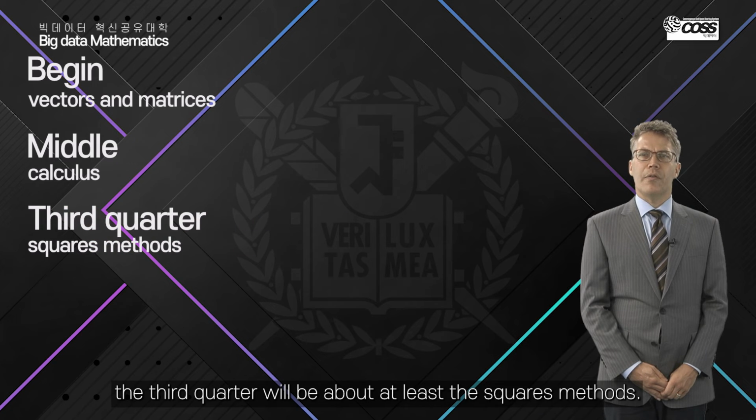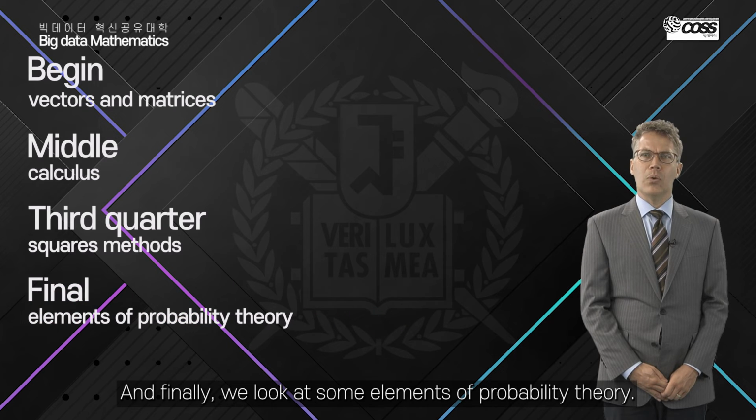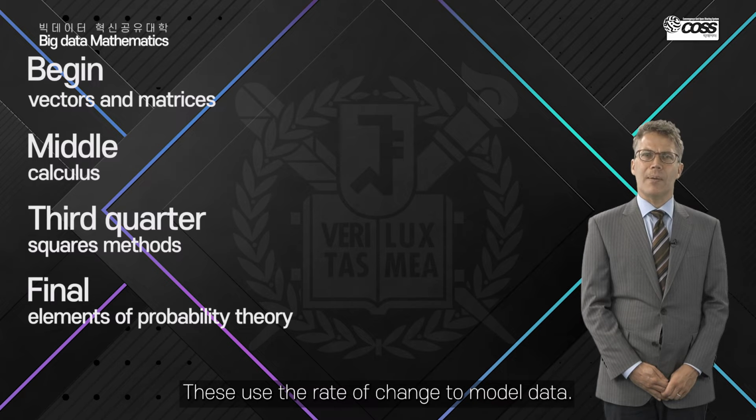After that, the third quarter will be about the least squares method. This is a particular method to fit data. And finally, we look at some elements of probability theory. Along the way, we also look at models coming from differential equations. These use the rate of change to model data.